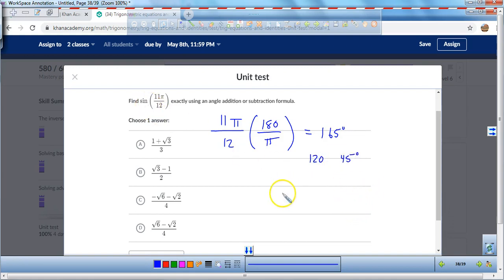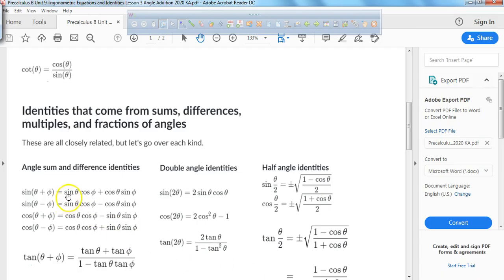And since we're using the angle addition, I'm going to use the sine of 120 plus 45 degrees. And I'm not going to go over the whole 30, 60, 90, and 45, 45, 90. We're just going to work this out like I would work it out. First of all, we're going to look at our formula. Here's the formula: sine, cosine, plus cosine, sine.